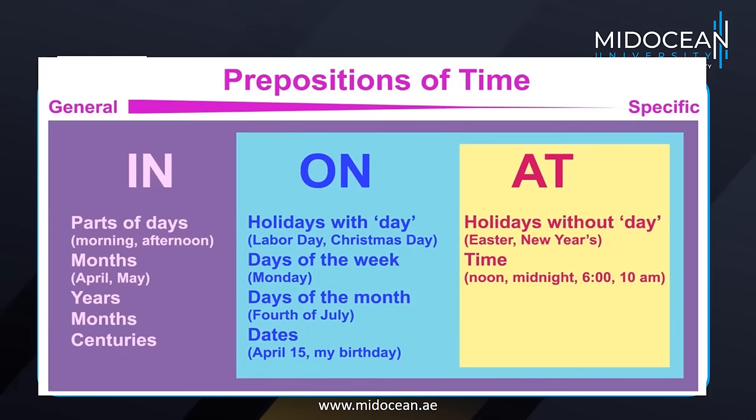Let's move to on. So we use on with holidays with day. Let's focus on this part: holidays with day. The ones that have day after them, like Christmas day, I say on before them. So on Christmas day, on Labor day. So we use it with holidays that include day. On Christmas day, on Labor day, and so on. Days of the week: when I have Monday, Saturday, Sunday, I take the preposition on before them. So, I will travel on Wednesday.